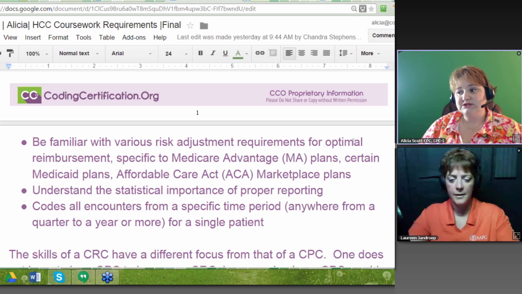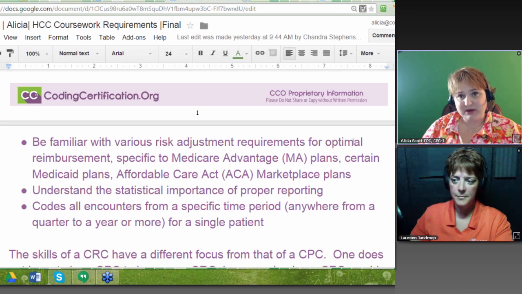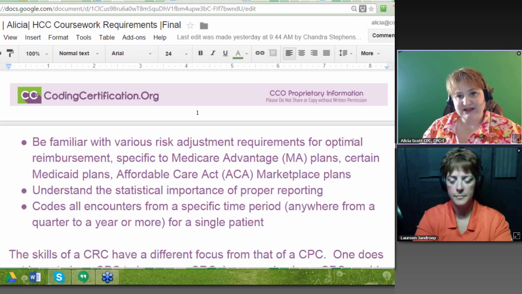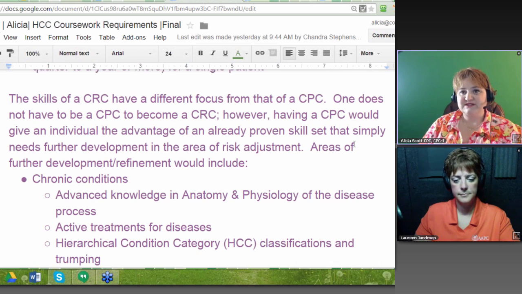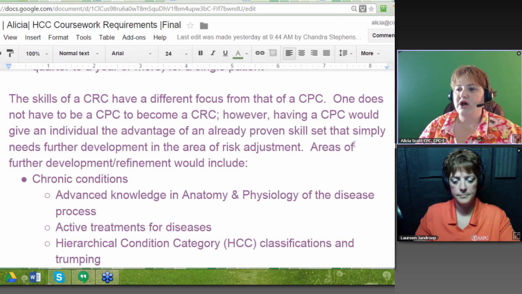Understand the statistical importance of proper reporting, and code all encounters from a specific time period, anywhere from a quarter to a year or more for a single patient. So real quick, the skills of a CRC have a different focus than a CPC. They're a little bit the same and a little bit different. One does not have to be a CPC to be a CRC.